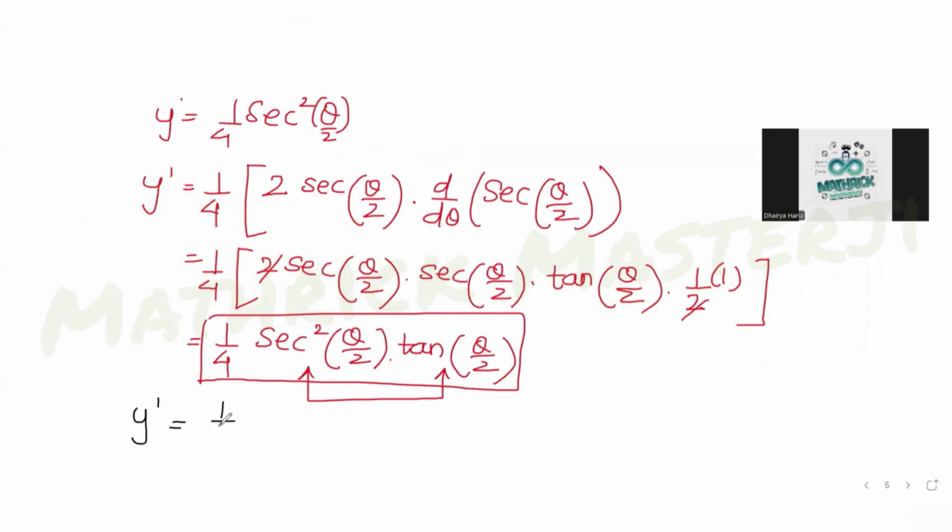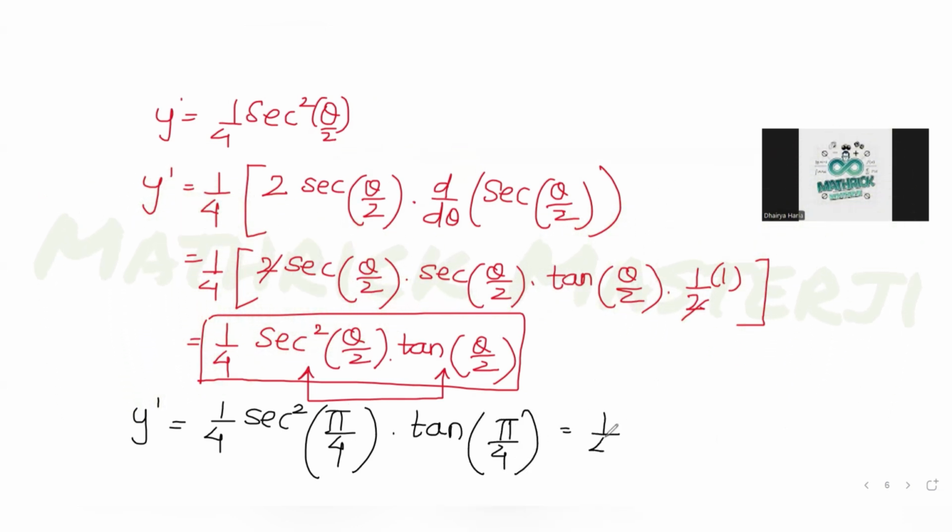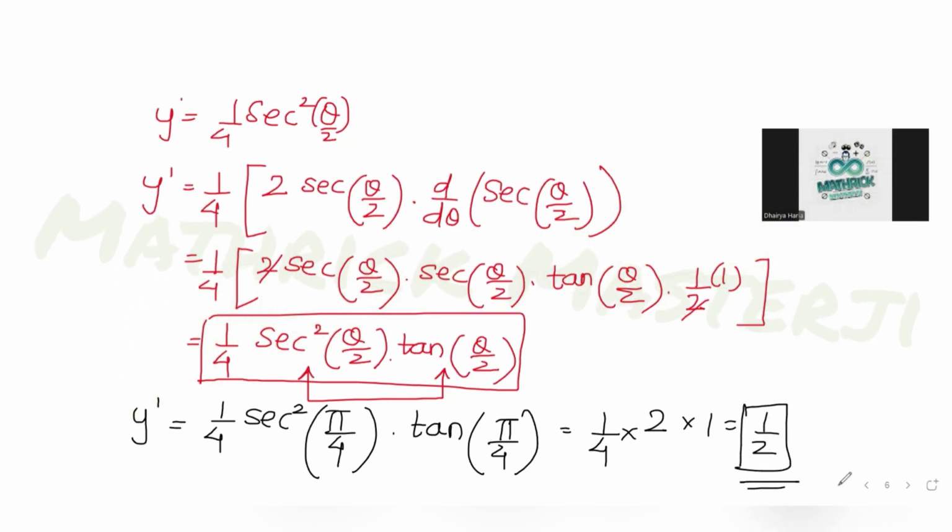Now y dash. At theta equals pi over 2, if I put it, sec square pi over 2 over 2, which is pi over 4, tan of pi over 2 over 2, which is pi over 4 again. So 1 over 4, sec square pi over 4 is again 2 because root 2 squared is 2, tan pi over 4 is just 1. So 2 over 4 is just half again.